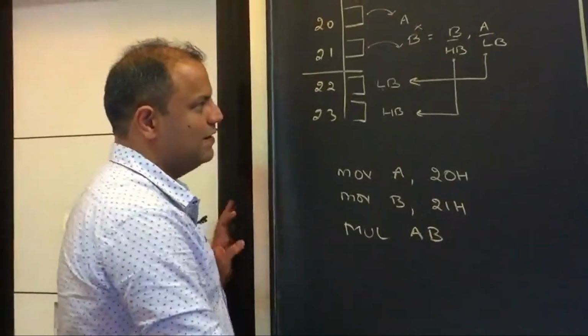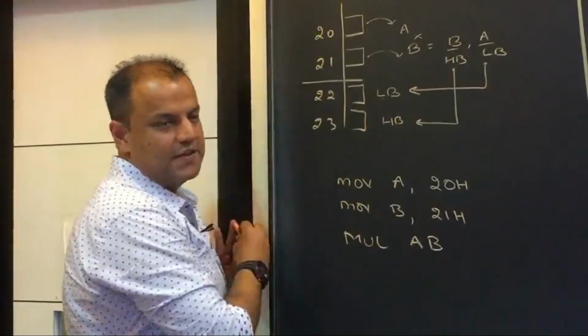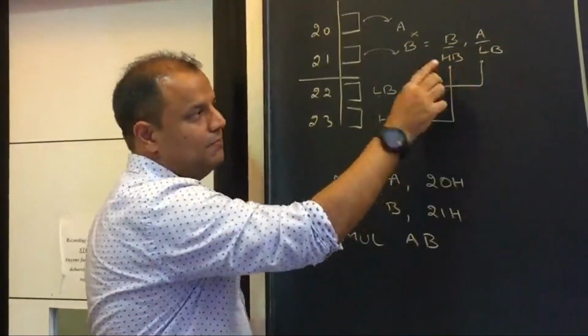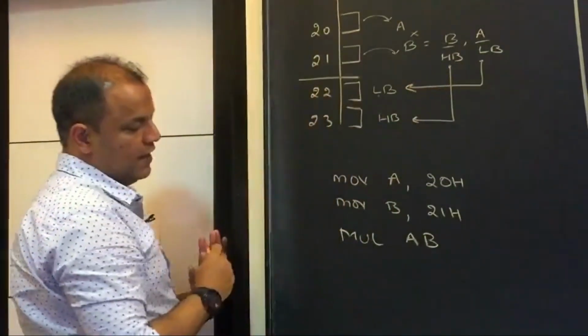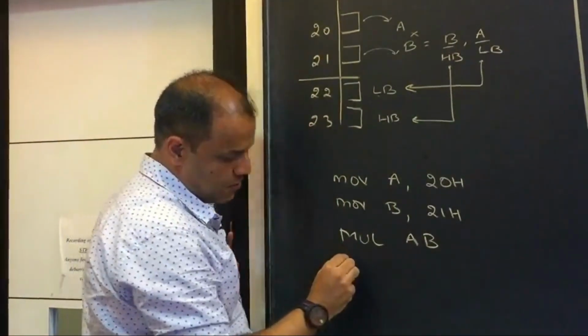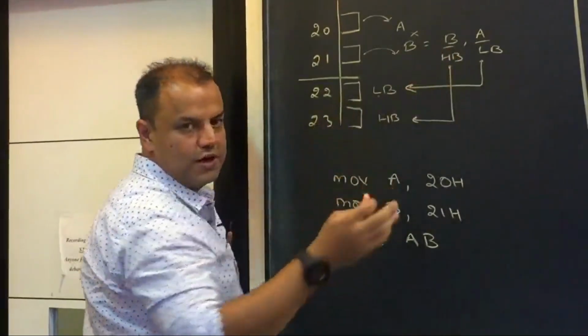Now, you have multiplied them. Answer has come in A and B registers. Answer is 16 bits. A has the lower byte, B has the higher byte. Store the value of A at 22. Come on, give me the instruction. Come on. From A register, store it at location 22.